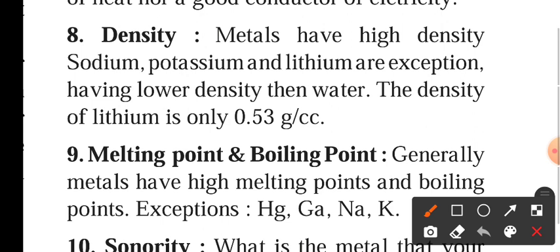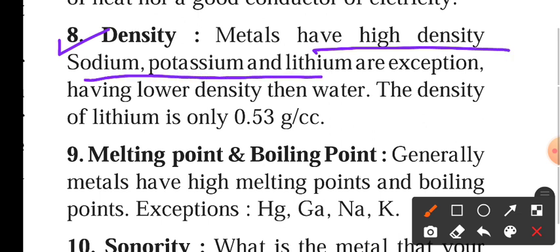The next one is density. As we already studied in a previous chapter, composition of matter, solids are arranged very compactly, meaning the molecules are arranged very compactly in solids, and that's why the density of metals is high, because metals are solid in nature. They have high density.